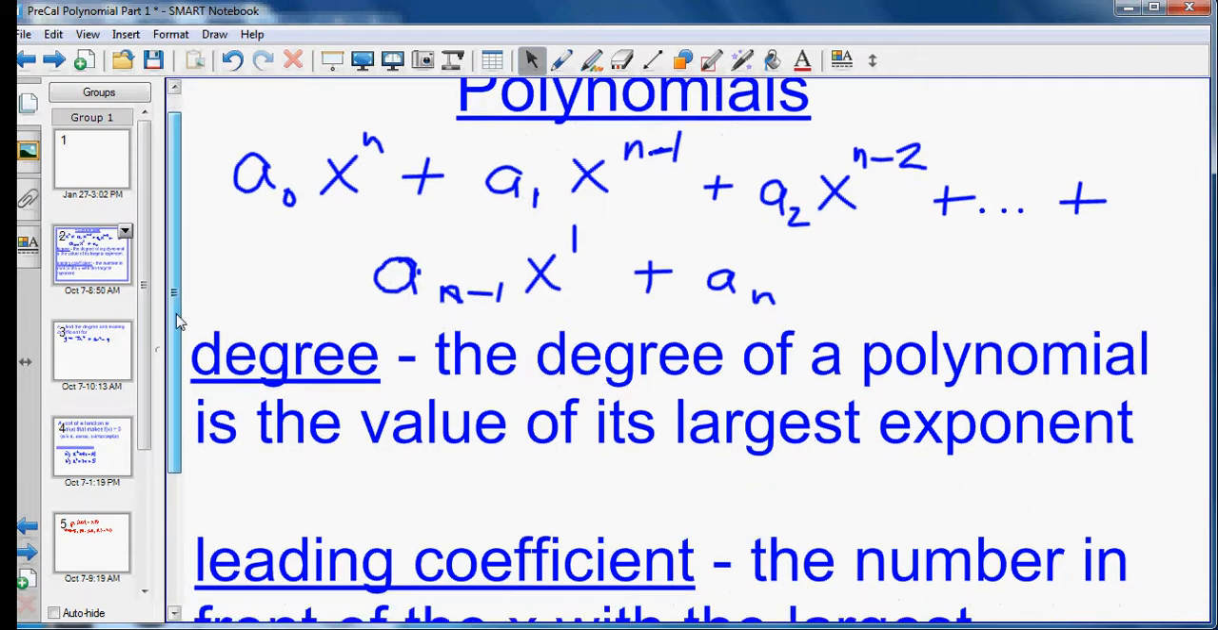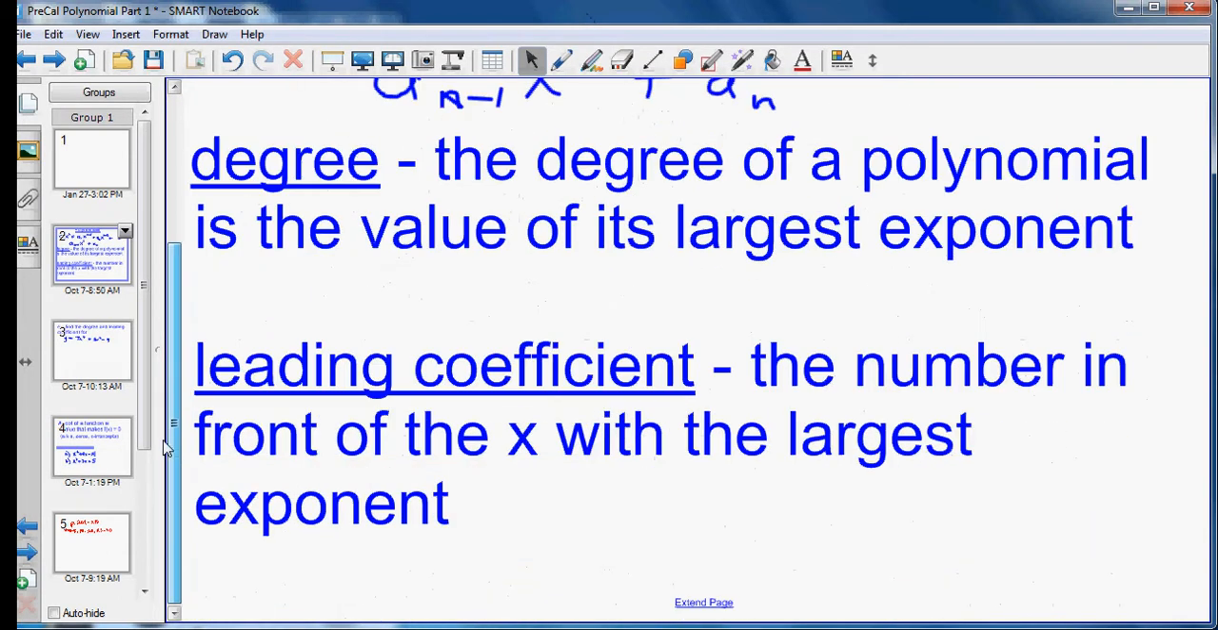Next is the leading coefficient. It's closely related to the degree because it's the number or the coefficient in front of the x with the largest exponent. So both of these numbers are going to come from the same term. The degree is the exponent that is the biggest, and the leading coefficient is the coefficient on the x that has the biggest exponent. So let's look at an example of that.